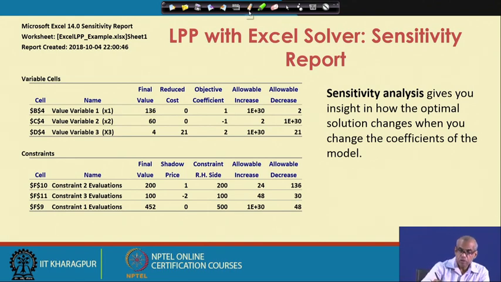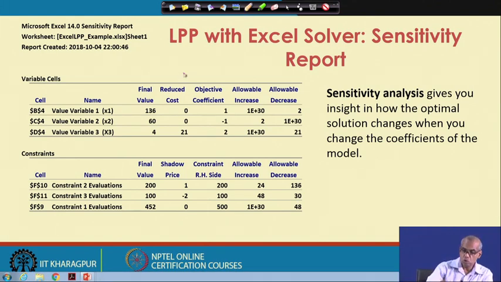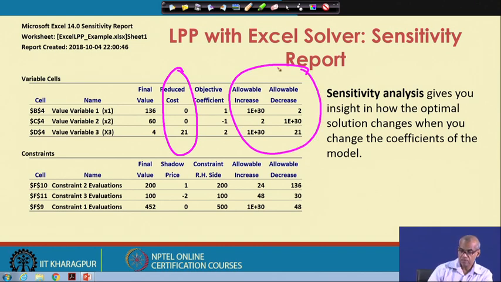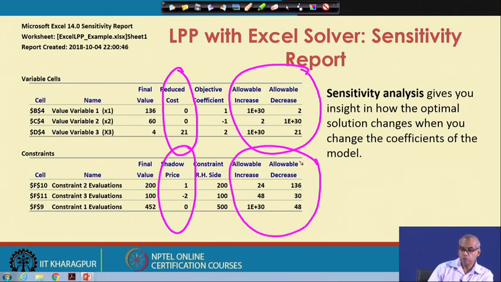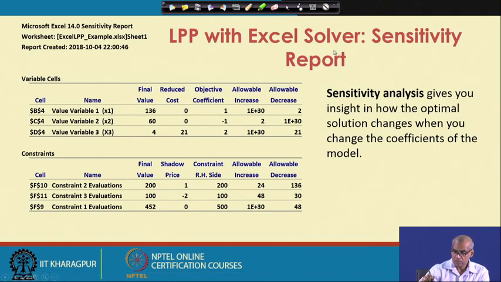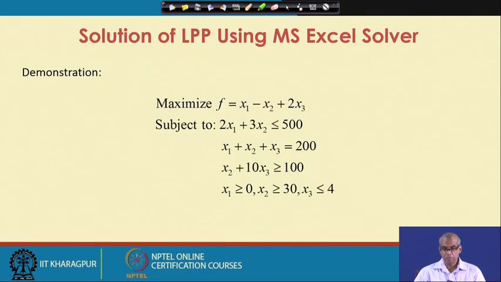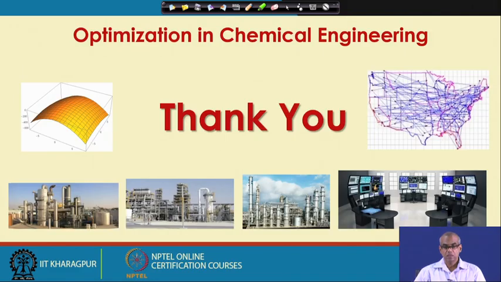There are 3 important things to look at: reduced cost, allowable increase, allowable decrease and the shadow price. So, we have to study these to understand the sensitivity report, and we will do this in the next lecture when we demonstrate the solutions of this linear programming problem. So, with this we stop lecture 58 here.